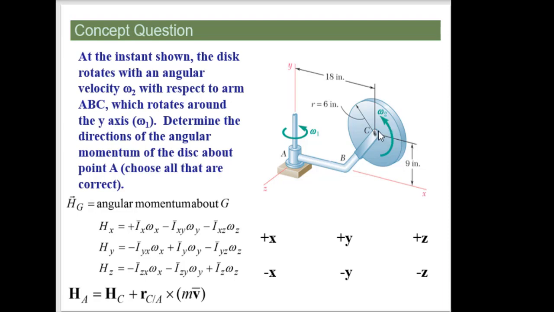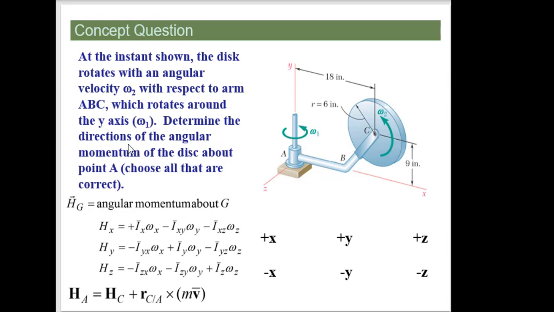So it looks like this disk is kind of spinning around point C. So there's one type of motion going on. It has an angular velocity omega 2 with respect to arm ABC. Yeah, so it's spinning around this point C. And this arm is rotating around the y-axis with omega 1. So, okay, omega 1, this is what's going to turn it into a three-dimensional problem here. We don't have just rotation around one direction. There are two different directions of rotation going on here.